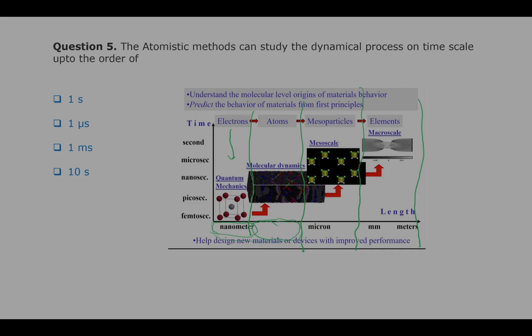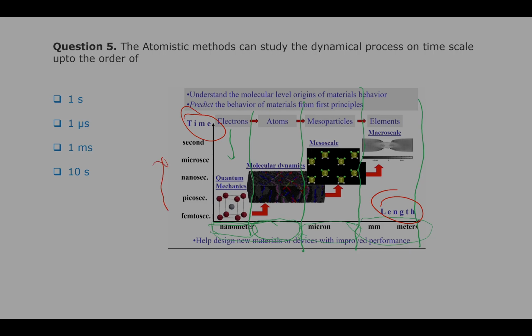Actually, this part is still here, atoms and this one. And micron, mesoparticles will come, microns and meter. So this is the length scale. Already it is mentioned here. What about the time? Time you can see here. Time is femtosecond to second. It is increasing like this.